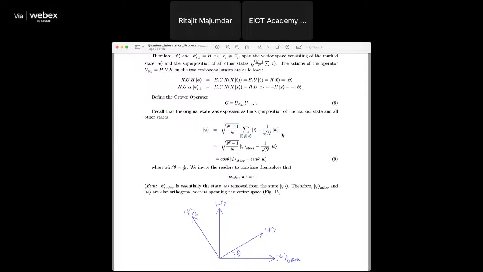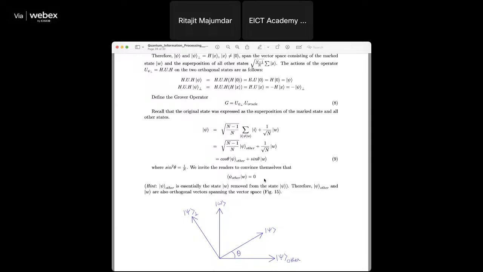I am just writing it that this is the good state, the marked state, and these are the bad states. Now if I look into this entire bad state and write it as, say, psi other, so psi other is the combination of many states which are all my unwanted states. And this is my wanted state. Can you realize that these two are orthogonal? Can you convince yourself that these two are orthogonal? I think you should.